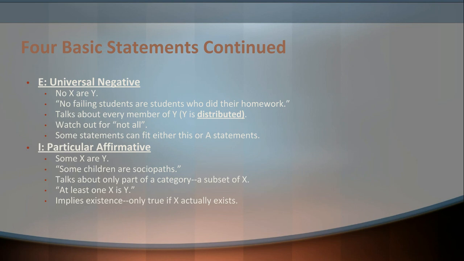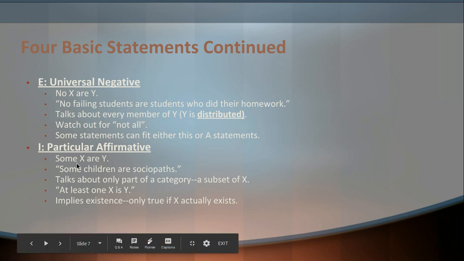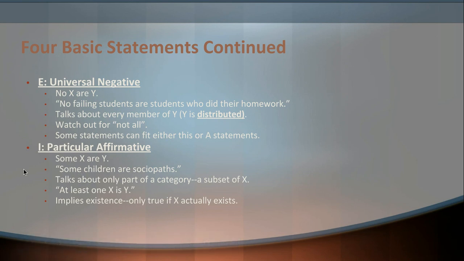Neither of the terms in an I statement are distributed, which again is something that's going to turn out to be very important later. Instead, the particular affirmative only talks about part of those categories, some subset of X. Another way of reading the some X or Y is if we read it as at least one X is Y. When I say some children are sociopaths, really what I'm saying is at least one child is a sociopath somewhere. Or we might say at least one child is also a sociopath.